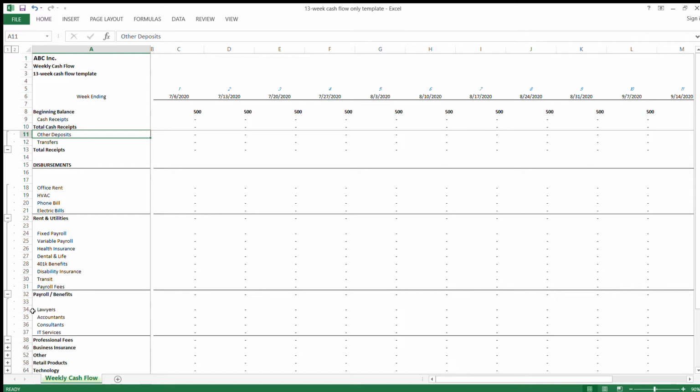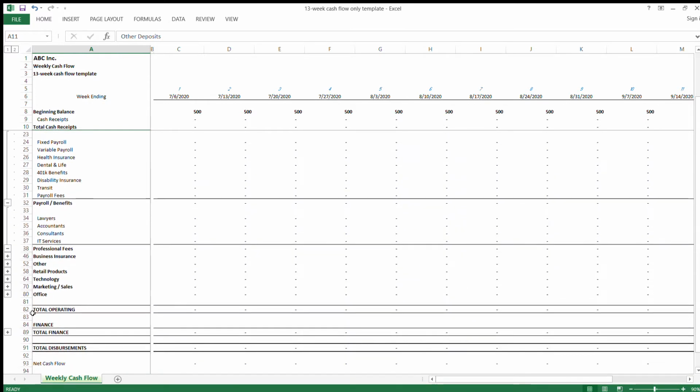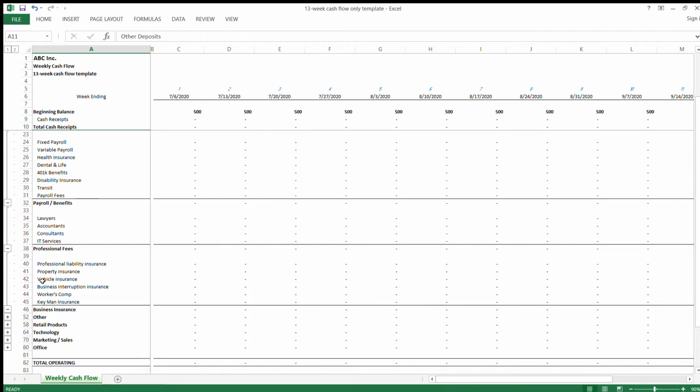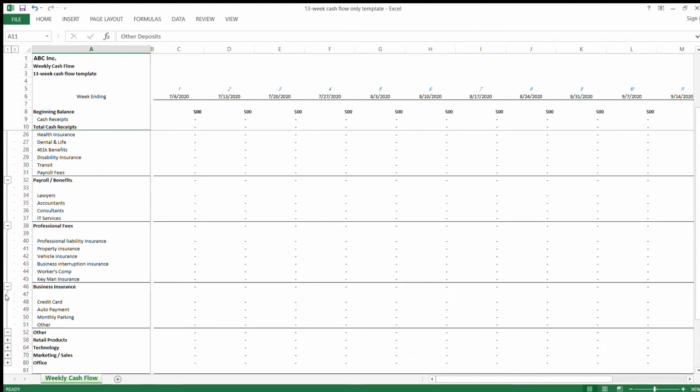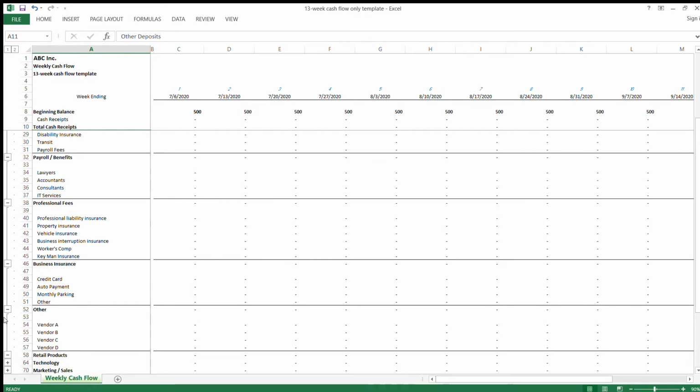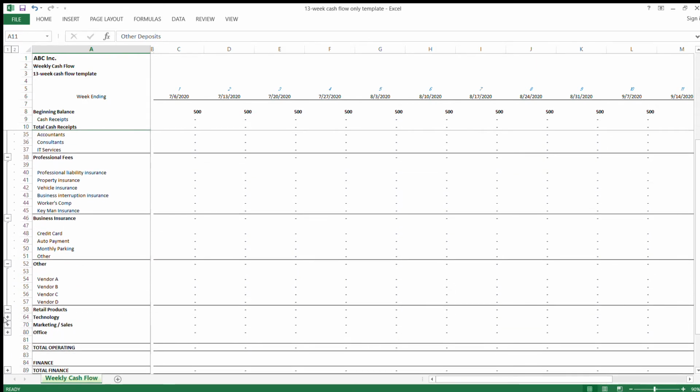Professional fees include lawyers, accountants, and tech services. Business insurance, which is obviously vital, also falls on different dates when payment is due. So insurance: property, auto, liabilities, keyman, workers' comp. Other expenses, retail, which may include cost of goods sold and other services important to make sales.